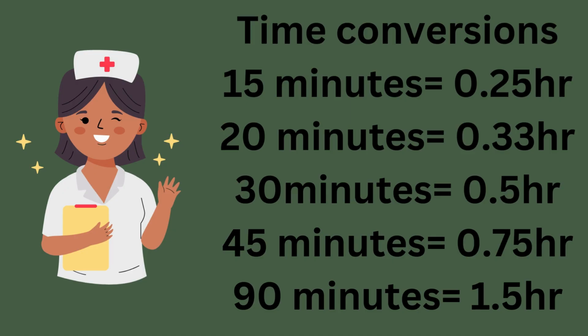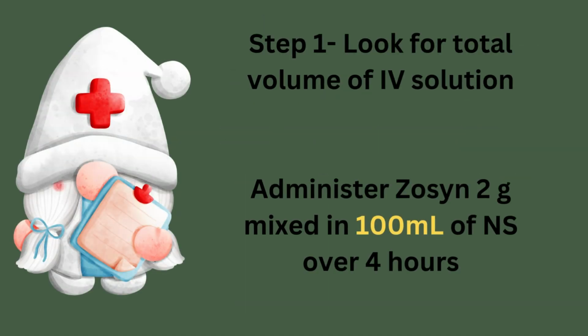When we are trying to convert times, it's easier just to memorize this because if you don't want to have to sit there and figure out how many minutes and divide it by 60, 15 minutes is equal to 0.25 of an hour. 20 minutes is equal to 0.33 of an hour. 30 minutes is 0.5 of an hour. 45 minutes is 0.75 of an hour, and 90 minutes is 1.5 of an hour. So definitely memorize this chart. It'll be super easy for you to calculate flow rates.